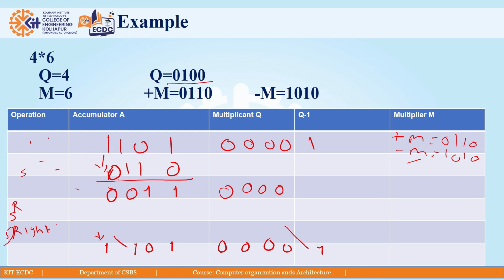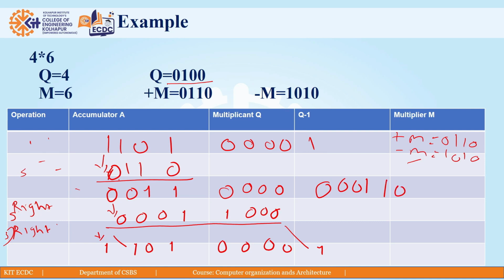Now after addition, what are we going to do? We are going to perform the right shift operation. So for right shift, what will you do? Keep this bit as it is: 0 0 1 1 0 0 0. Okay. So how many steps have we performed? Total 4 steps. So at last you got this answer as 0 0 0 1 1 0 0 0.